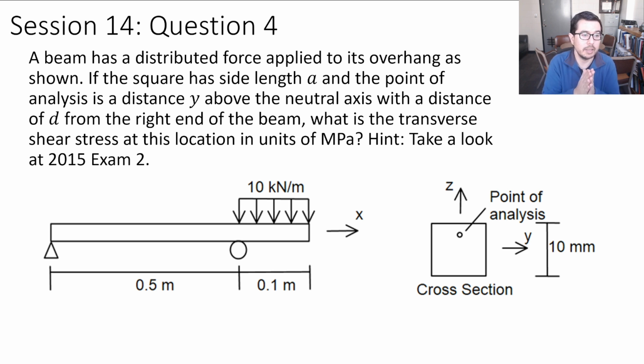To conclude this session, we have a problem with this overhanging cantilever beam, similar to what we had from session 13. But now we're going to ask what the maximum transverse shear stress is at this specified location, a distance d from the right. So we're going from the right of the beam, a distance d.